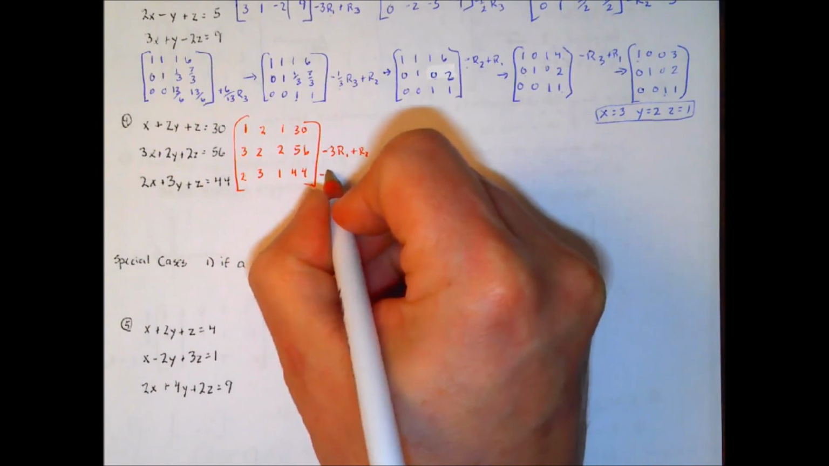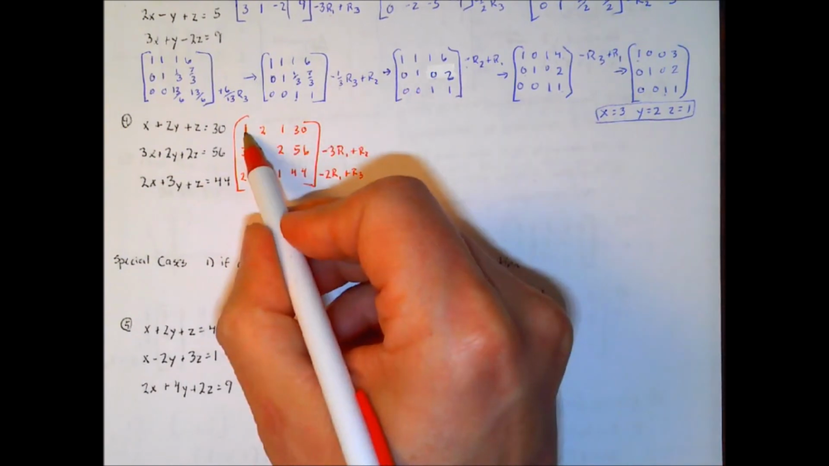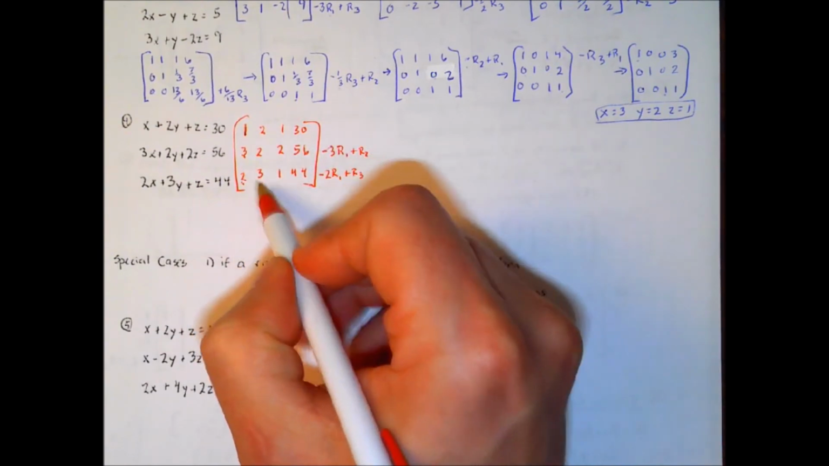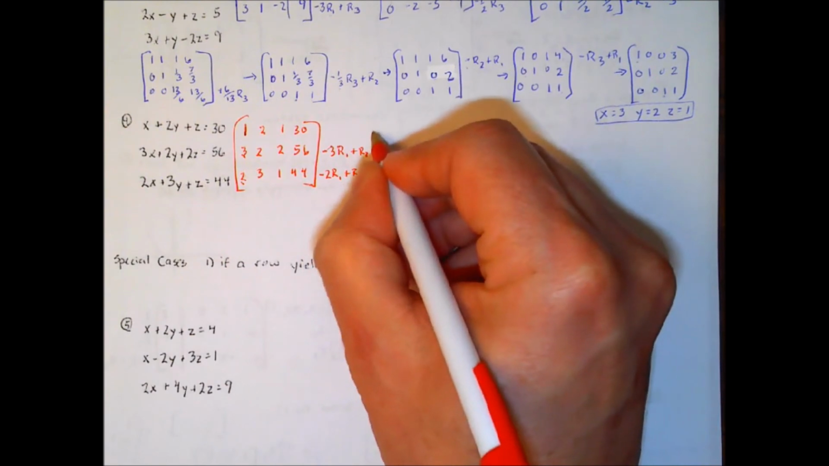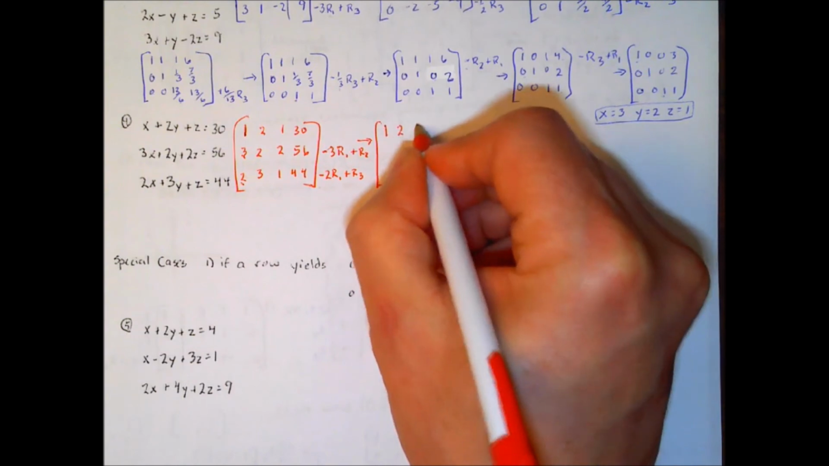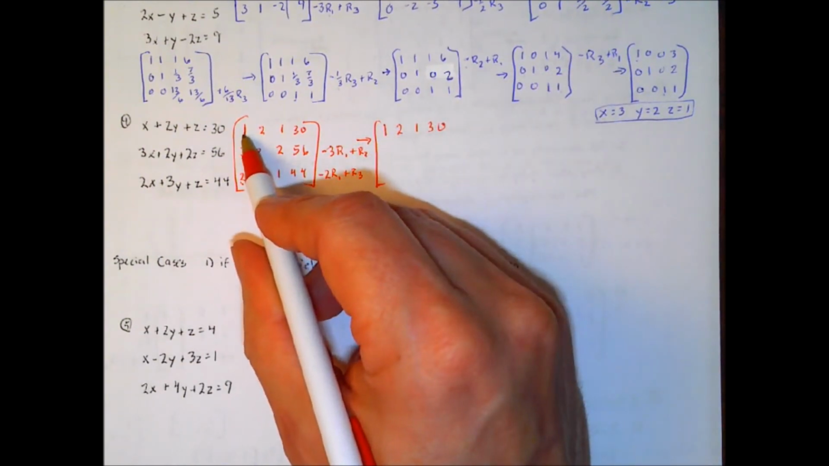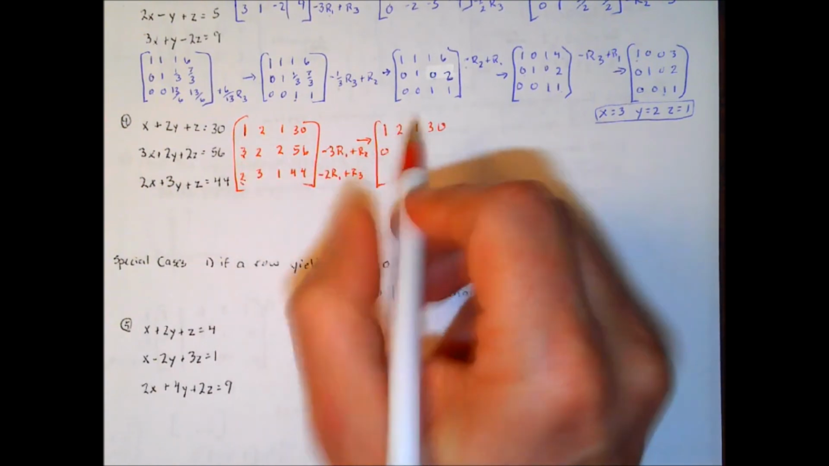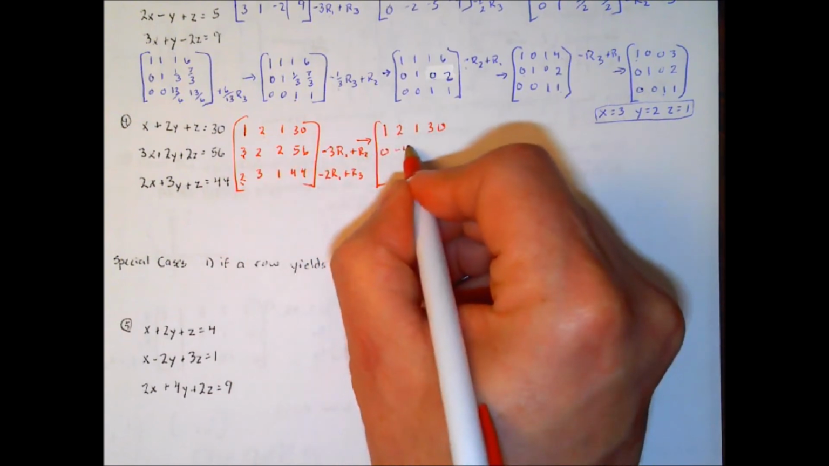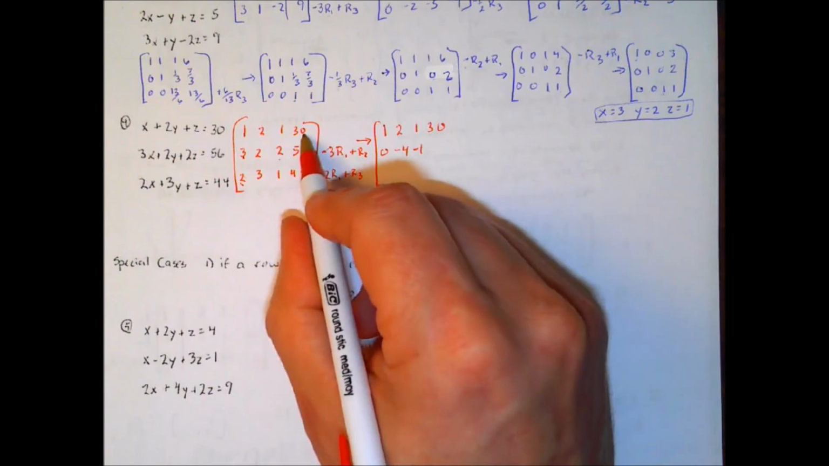Okay, so negative 3 times that, add it to this, gets 0 there. Negative 2 times this, add it to this, gives me 0 there. Okay, so that gives me, didn't do anything at the top. Negative 3 times 1 plus that is 0. Negative 3 times 2 is negative 6, plus 2 is negative 4. Negative 3 plus 2, negative 1. Negative 3 times 30 is negative 90, plus 56 is negative 34.